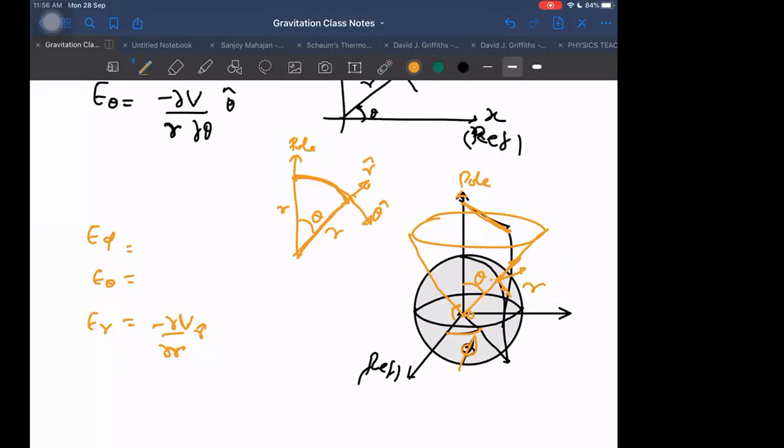Del V by E theta I want, right? E theta will be, as we know, minus del V by r del theta into theta cap. You already know it, so I think you can understand it. It's not tough for you.